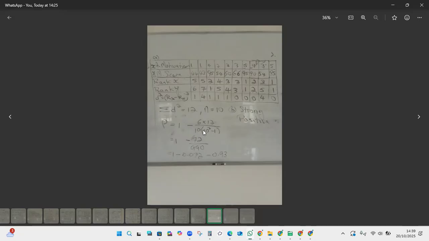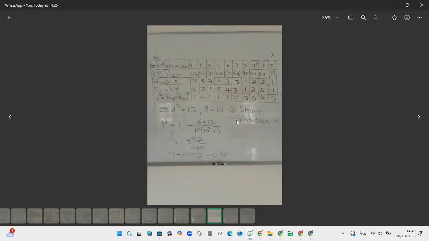And as you can see, 10 squared is 100 minus 1 is 99. 99 times 10 is 990. And then 6 times 12 is 72. 72 divided by 990 is 0.072. And then finally, you subtract from 1. 1 minus 0.072 will give us a value of 0.93. So according to Spearman's ranking, the correlation is 0.93, which is a strong positive.